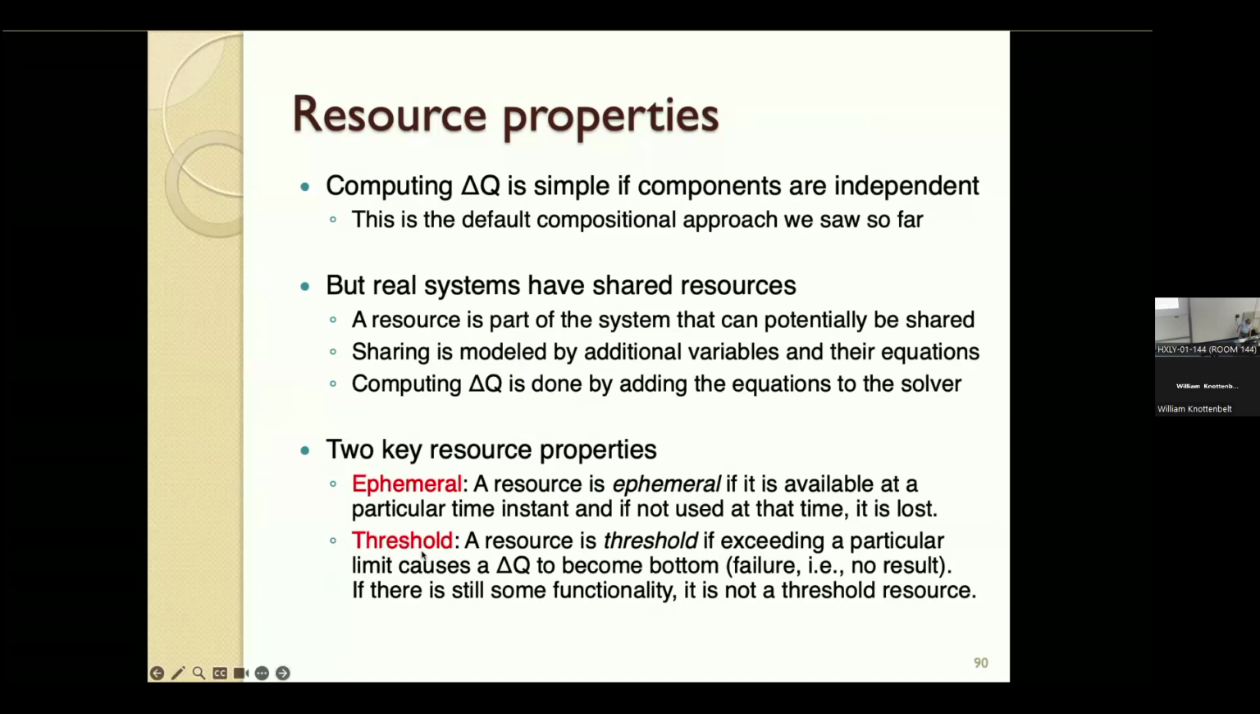And a threshold resource is that if you use more and more of it, if you reach a particular threshold, then the system basically collapses and fails. So, again, in the power outlet, if I extract more and more power, if I reach a certain level, that will cause a circuit breaker to trip and the amount of power will drop to 0. Okay, so that's a threshold resource. Okay, if there is still some functionality, it's not a threshold resource. So it really has to drop to 0.